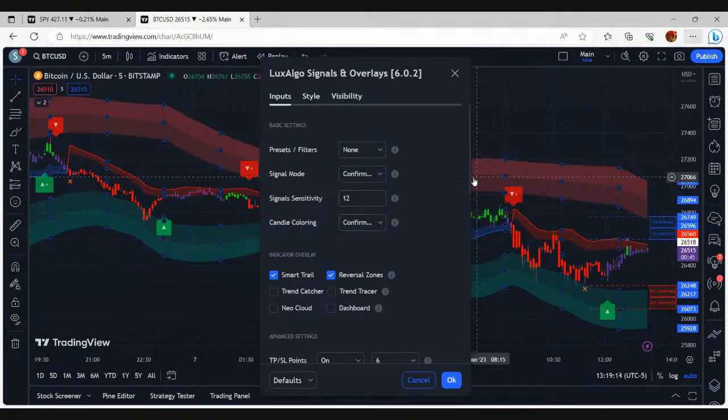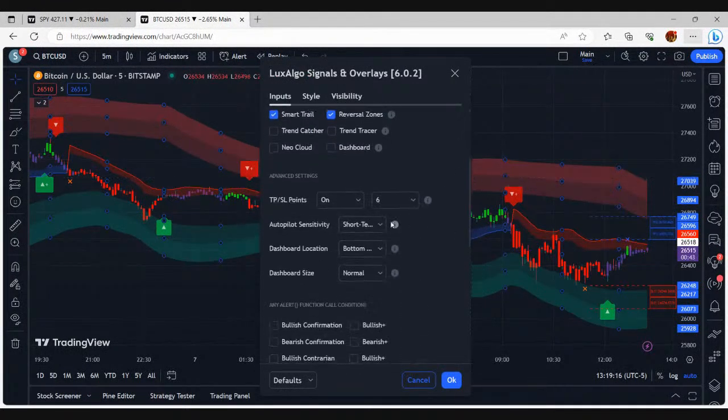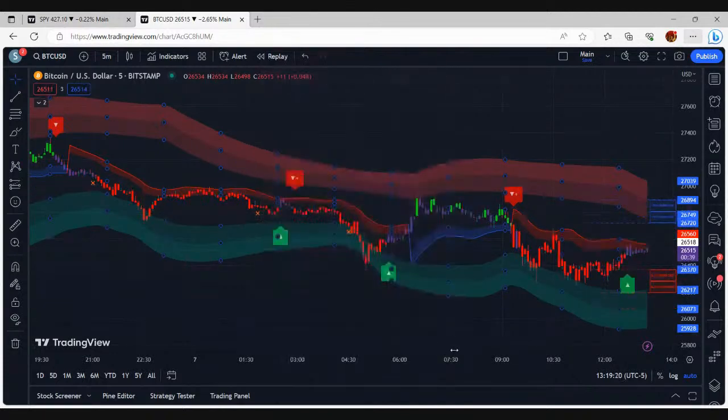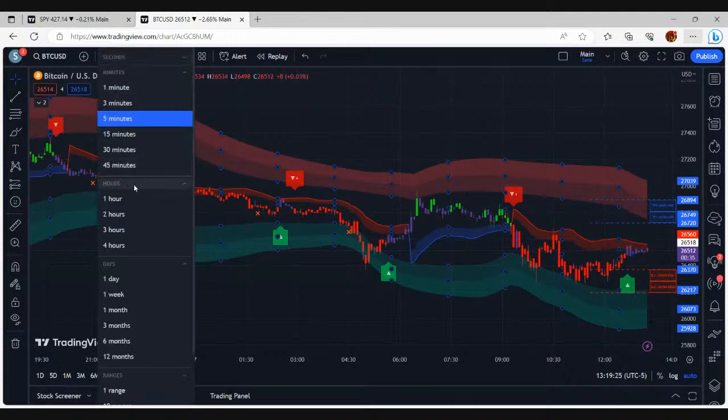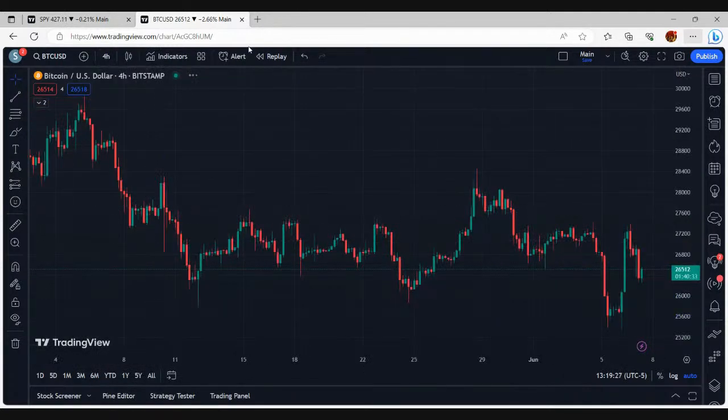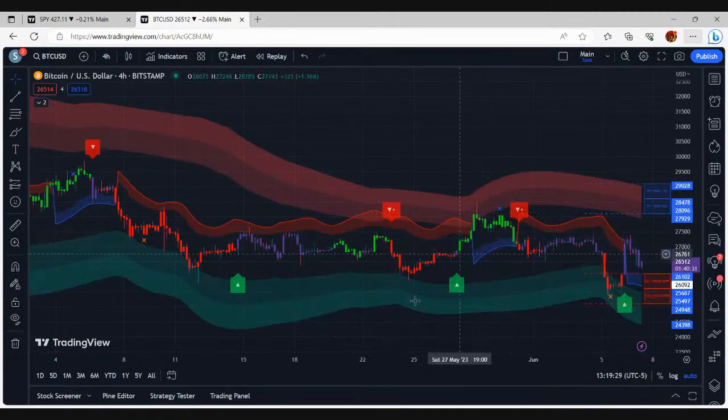So on Lux, I'm going to put it on medium, then we'll look at long as well. So medium term. Let's do, I don't know, a 4-hour chart. We can look at the daily as well. You need to see the 4-hour chart here. It looks fairly reliable on most of the signals on this time frame.